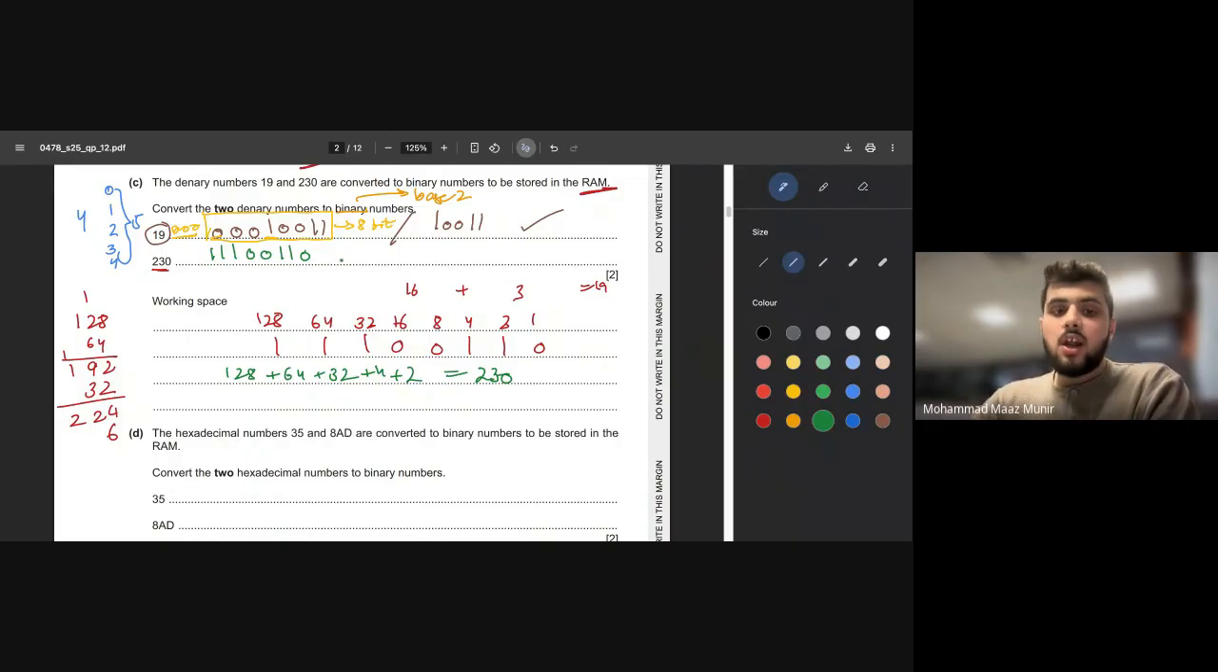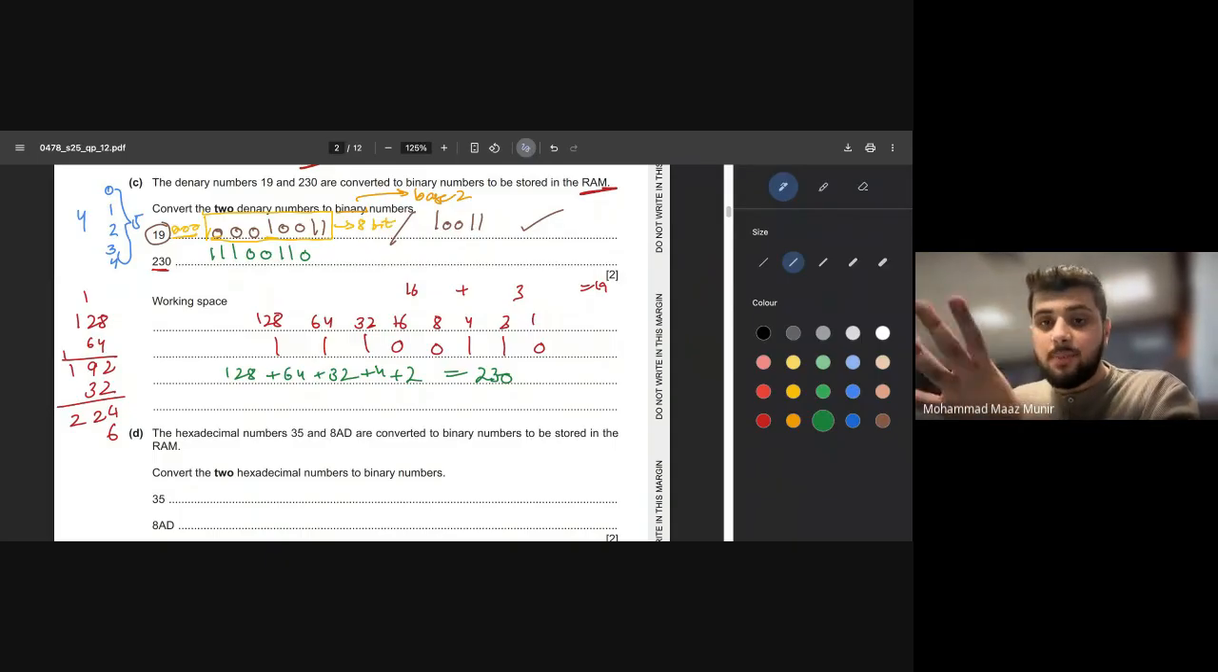Now, if the question was the other way around, where maybe उन्होंने आपको binary दी होती, like this, and they might have asked you to give us the denary value, the same cheez apply hogi. You just need to write the binary up here, and then you need to add the values of all those places where the binary is basically 1.